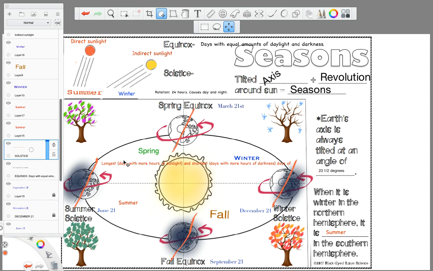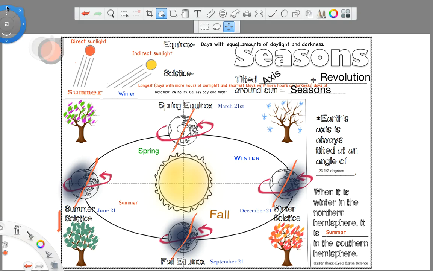When we're talking about shorter days, we're talking about days that have more hours of darkness and less hours of sunlight. So the solstice is both the longest and the shortest days of the year. So again, the longest days of the year, we're talking about more hours of sunlight, and the shortest days, we're talking about less hours of sunlight.